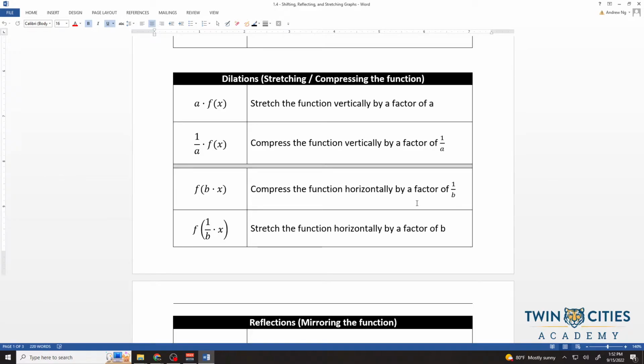And it's not until I do 1 over b, okay, if I do 1 over 2, 1/2 times x, that's when I'm stretching it by that factor of b. So if I multiply 1 over 2 times x, f of 1 over 2 times x, now I'm stretching the graph horizontally to double the length.